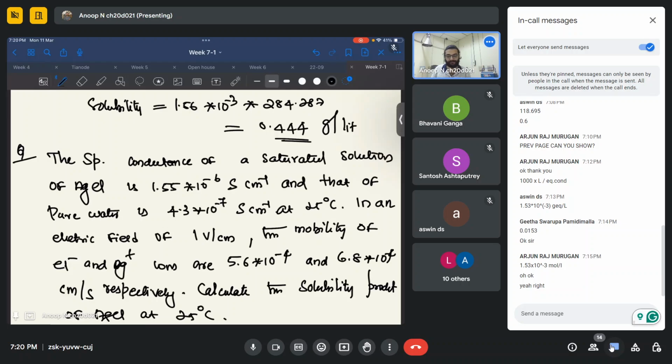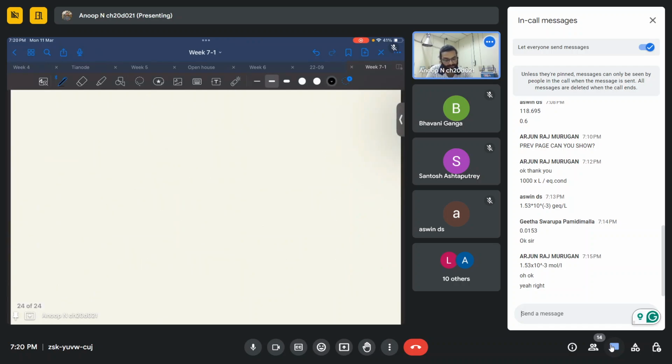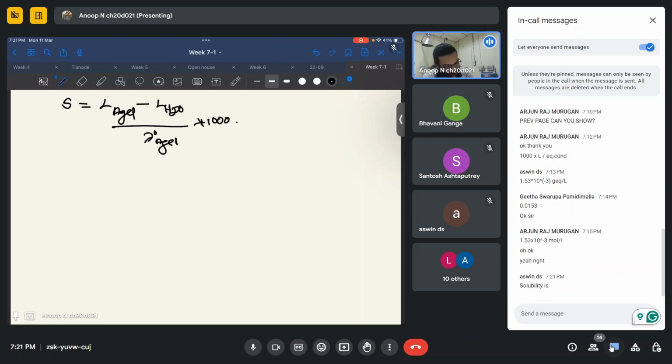How can we solve it? Here, you have noticed, I think, the ionic mobility is given as velocities, centimeters per second. But here it won't make a problem. I'll tell you why. So the solubility is nothing but L AgCl minus L H2O divided by lambda 0 AgCl into 1000. So we have to find out lambda naught AgCl. How can you find out lambda naught? At infinite dilution, what relation we have? Lambda 0 is equal to, what's the formula?